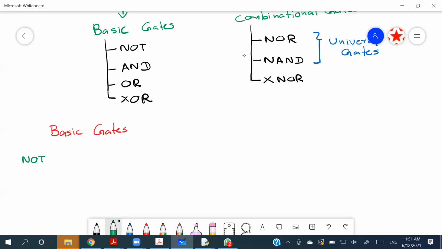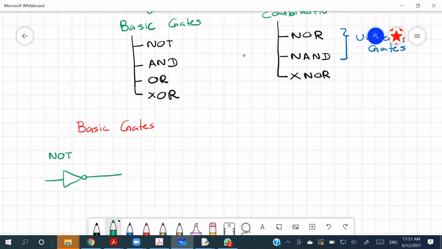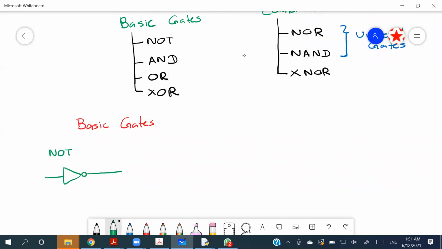Now there is a symbol for the NOT gate. This is the symbol of the NOT gate, right? And this end is called the input line, and this is the output line. Right, and it is common for everything.